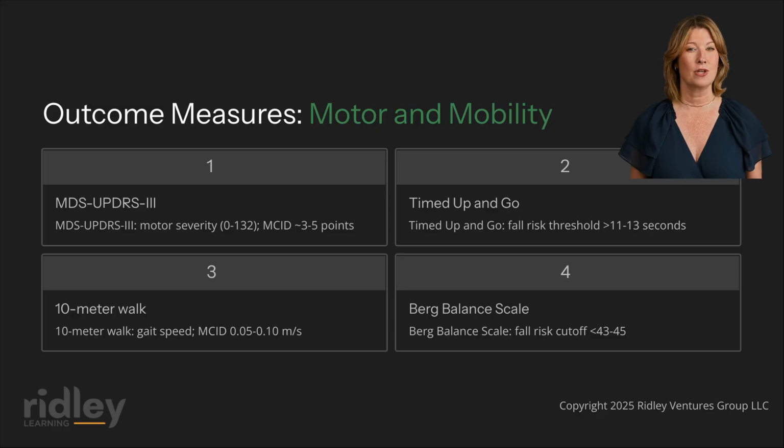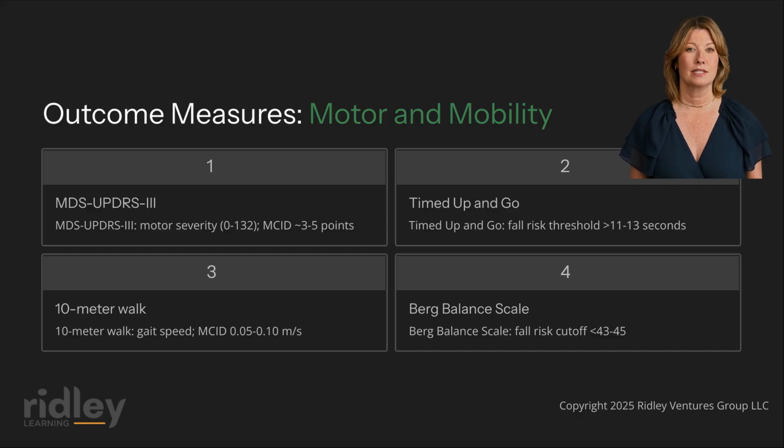Motor severity is most commonly assessed using the Movement Disorders Society Unified Parkinson's Disease Rating Scale Part 3, or MDS-UPDRS-3, which provides a comprehensive evaluation of motor signs including tremor, rigidity, bradykinesia, and postural stability. The MDS-UPDRS-3 yields a score from 0 to 132, with higher scores indicating greater impairment. Assessment should specify medication state, as motor performance varies substantially between on and off periods in patients with motor fluctuations. The minimal clinically important difference for MDS-UPDRS-3 has been estimated at approximately 3 to 5 points, providing a benchmark for interpreting change scores.